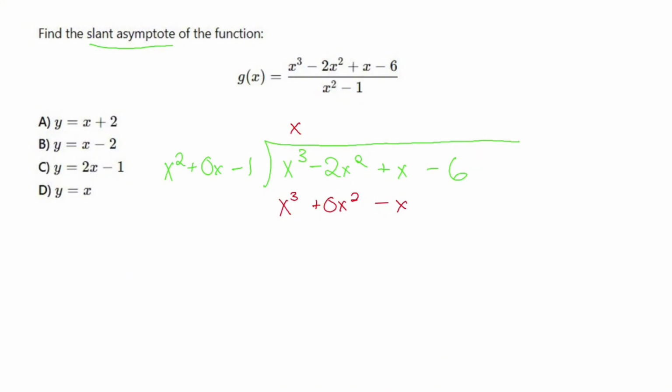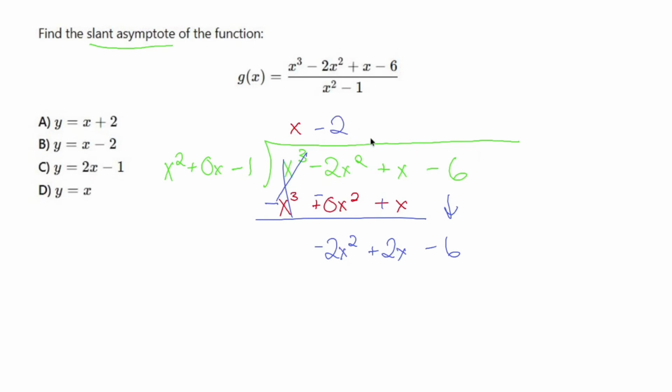Now we're going to subtract the entire red row here, which means flip the signs. You become a minus, you become a minus, you become a plus. The first guy will always disappear. Negative 2x squared minus 0x squared is negative 2x squared plus 2x minus 6. Then you repeat. X squared times what gives you negative 2x squared? Negative 2. Now at this stage, we can be done.